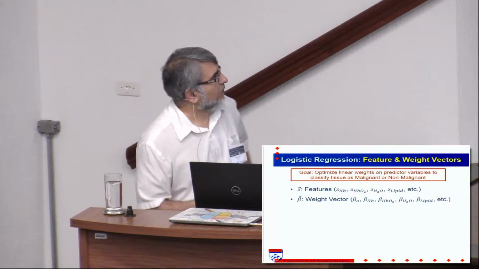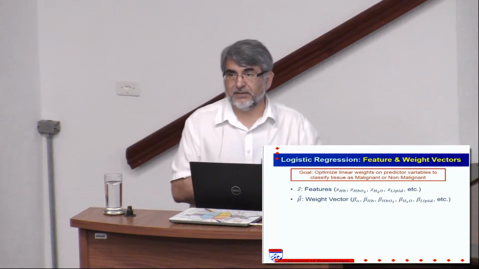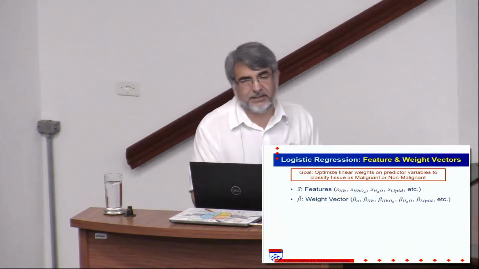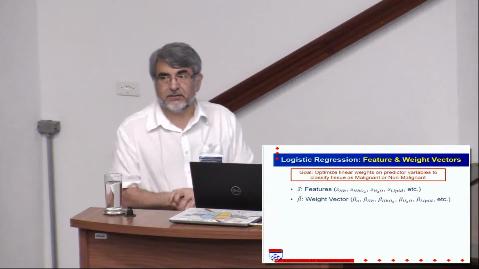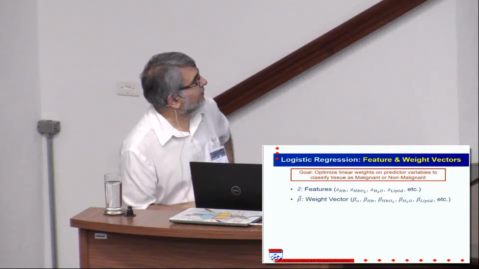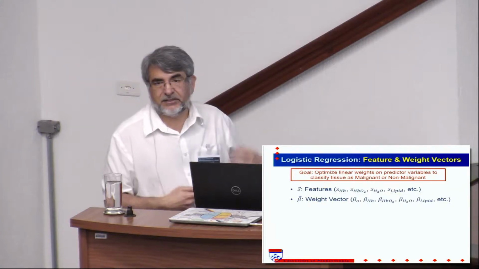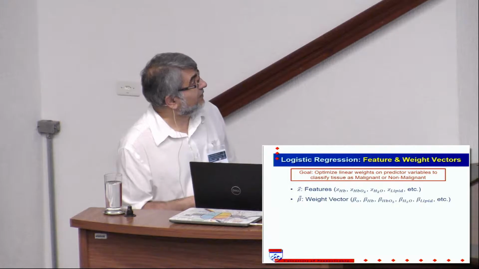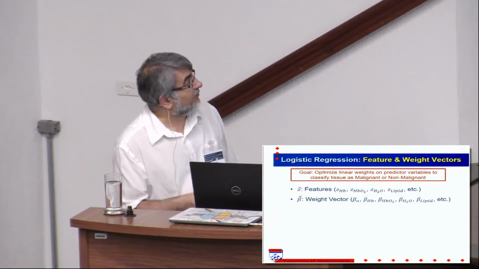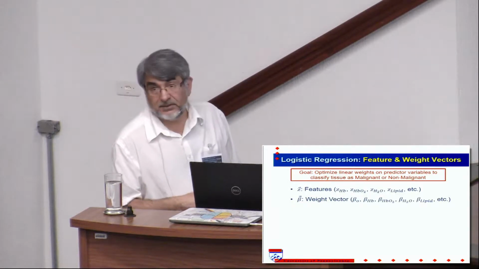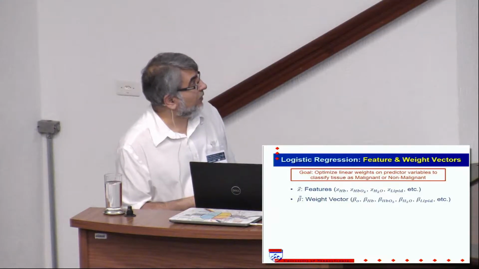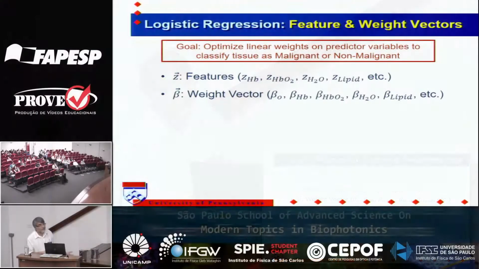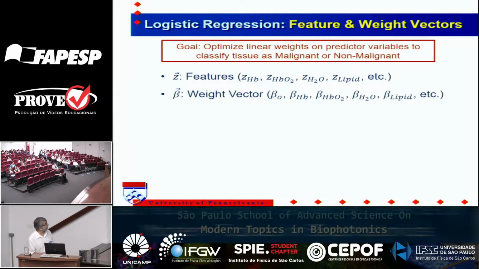So with this z-score variable then, what do we do with it? Well, the goal, which I'm going to tell you first, is just to get a better classification between malignant and non-malignant tissue. Okay? So for each patient and for each volume element, in principle, we have a z-score variable for these different variables that we had before. So we can have one for deoxyhemoglobin, oxyhemoglobin, water, lipid, scattering, other things.